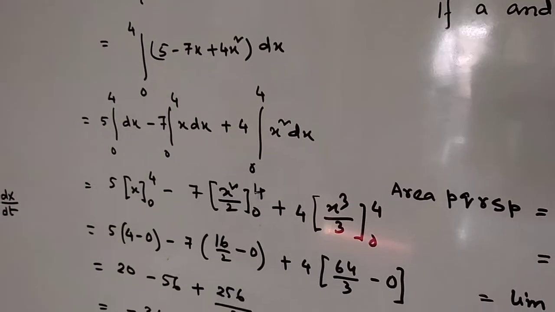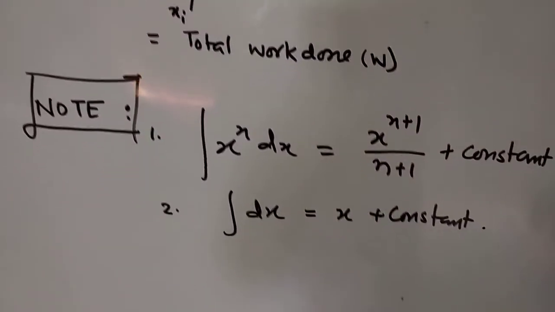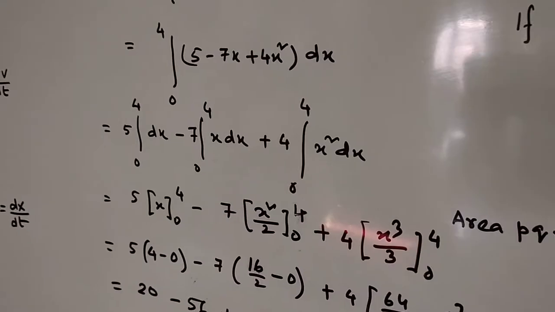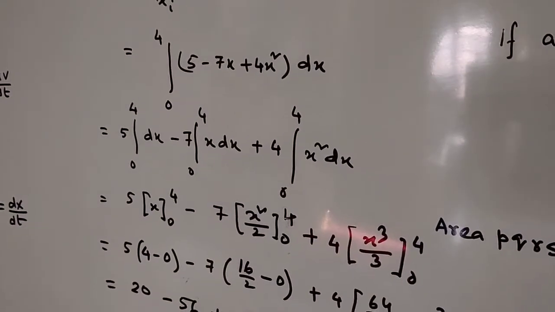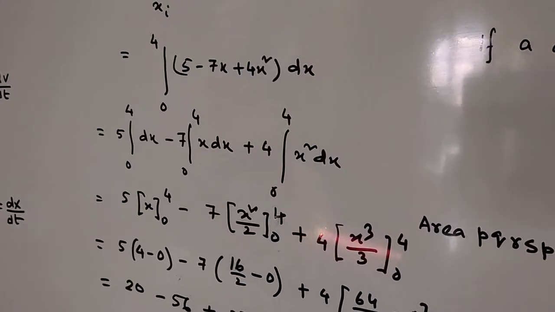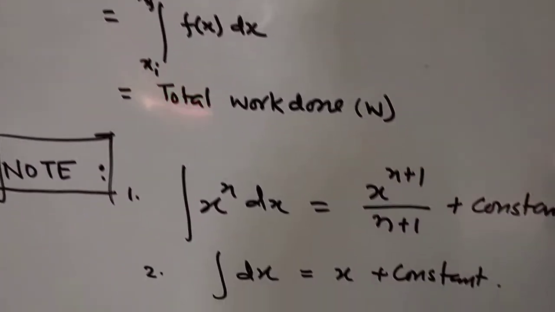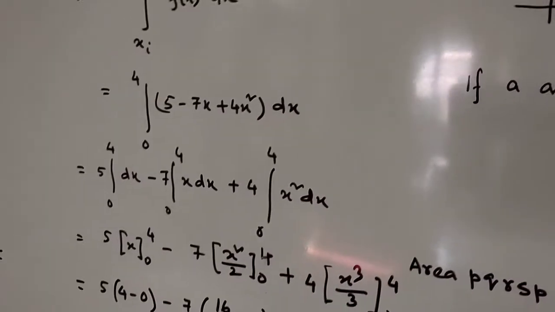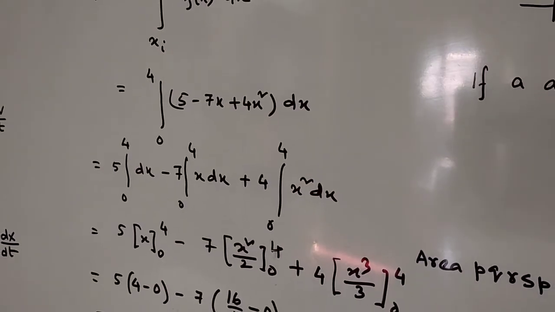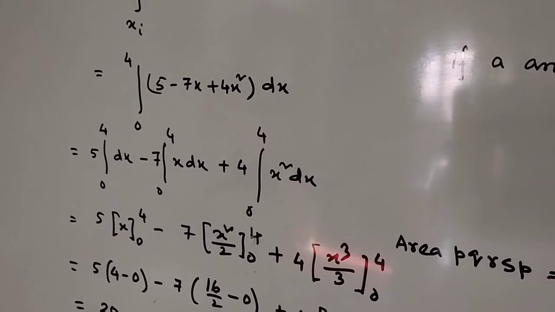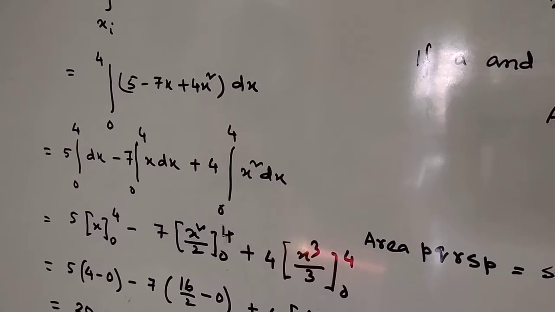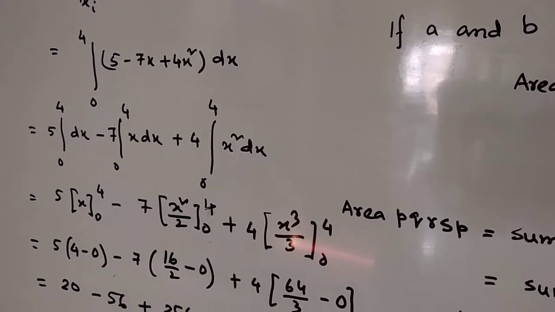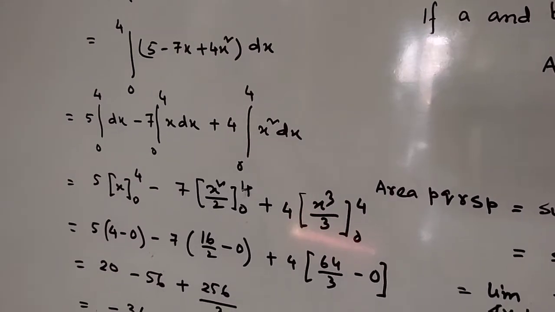So integration of dx, dx is your x, so x with the limit 0 to 4, minus 7 x dx. We are going to use this formula, x to the power n: n is 1, so x square by 2, with limit 0 to 4, minus 4, again n is 2, so x cube by 3, 0 to 4. So upper limit minus lower limit.